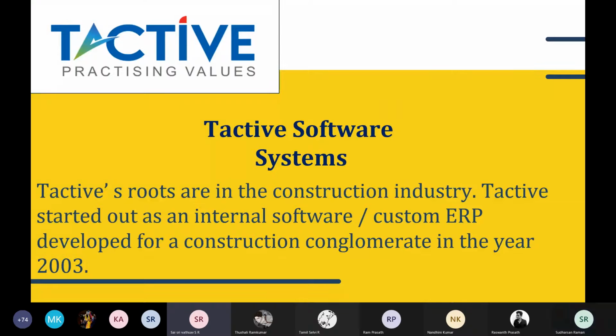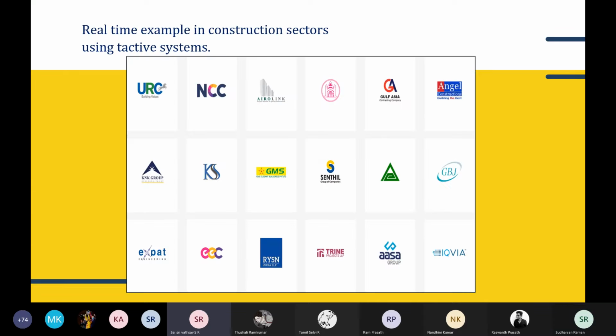Tactile Software Systems was established in 2003. It was founded in order to effectively and efficiently handle construction projects. Its product only deals with the construction sector. Next slide. As shown on the screen, some of the worldwide clients of this software are Gulf Asia, Aeroleak Constructions, URC, etc. They all use this software to complete their projects on time and within the budget quoted. Next slide.